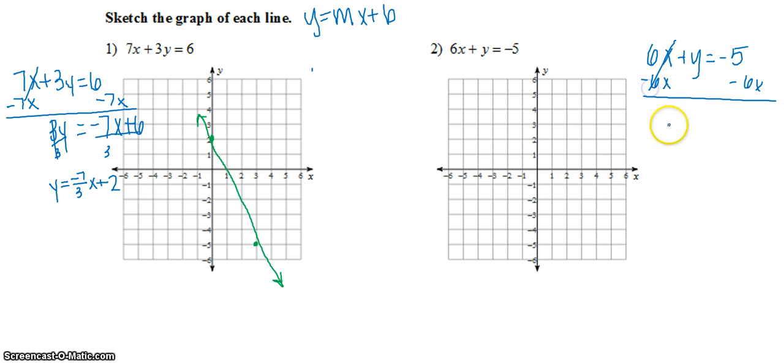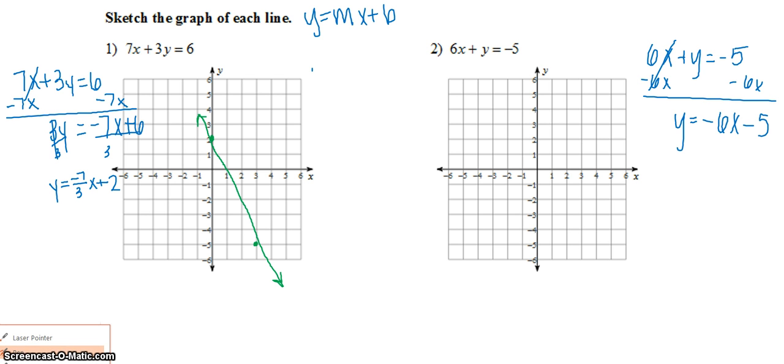6x minus 6x cancels. I have y equals. My negative 5 and my negative 6x, those are not like terms, so they cannot go together. So I'm just going to put negative 6x minus 5. In this case, there's no number in front of the y for me to divide by. So that is y equals, and I can start graphing that.